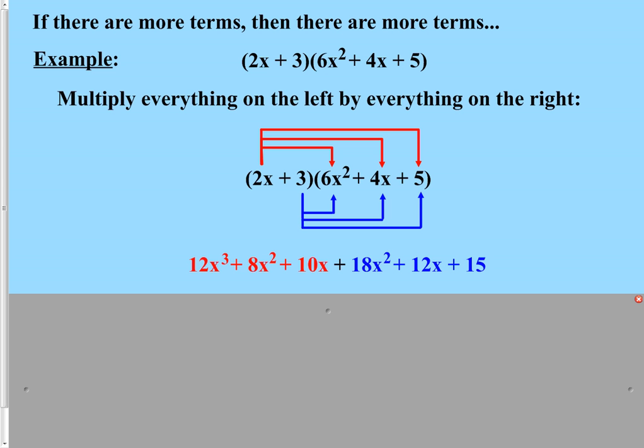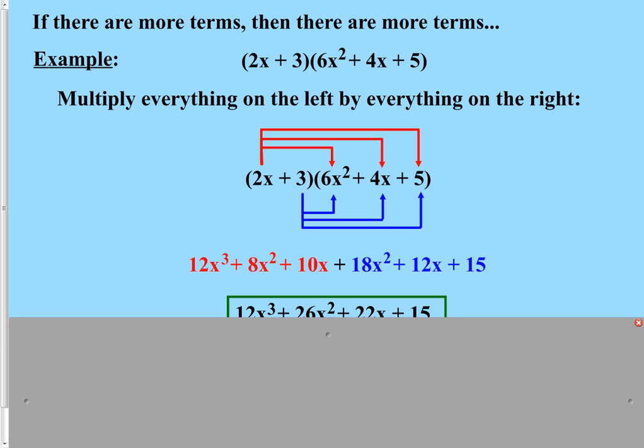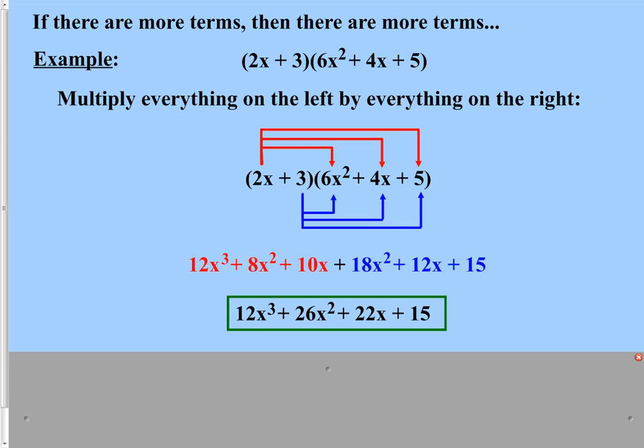And then lastly, we do have a constant, some x to the zeros out there. There are 15 of them. There's nobody for it to combine with, so that is our answer. 12x cubed, 26x squared, 22x to the first, and 15 constants. Okay. I think you've got it.